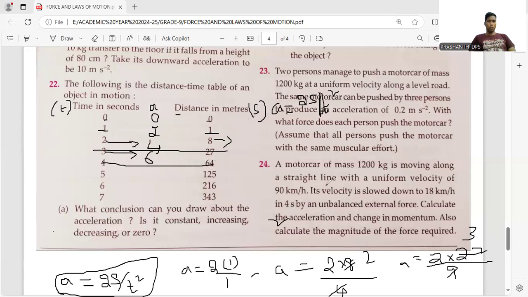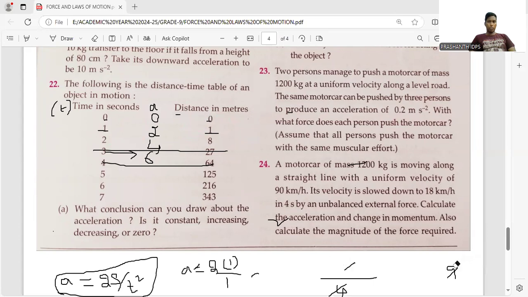Now 4 and 64. Same formula. A is equal to, now substitute this formula. A is equal to 4 and 64. What is 4? 4 is time. A is equal to 2 into 64 divided by, what is t square? 4 square, 16. So 16 fours are 64. So 4 twos are 8. You will be getting 8.